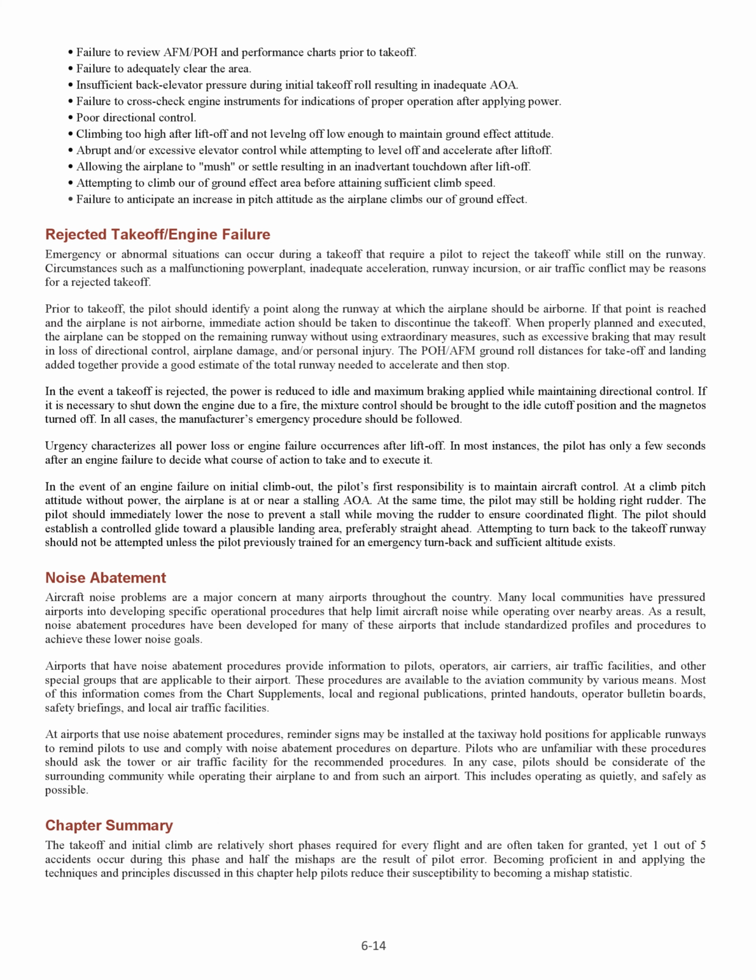Emergency or abnormal situations can occur during a takeoff that require a pilot to reject the takeoff while still on the runway. Circumstances such as a malfunctioning power plant, inadequate acceleration, runway incursion, or air traffic conflict may be reasons for a rejected takeoff. Prior to takeoff, the pilot should identify a point along the runway at which the airplane should be airborne. If that point is reached and the airplane is not airborne, immediate action should be taken to discontinue the takeoff. When properly planned and executed, the airplane can be stopped on the remaining runway without using extraordinary measures, such as excessive braking that may result in loss of directional control, airplane damage, and/or personal injury.